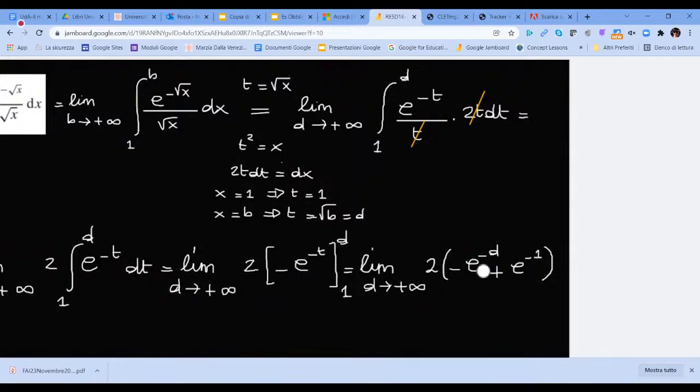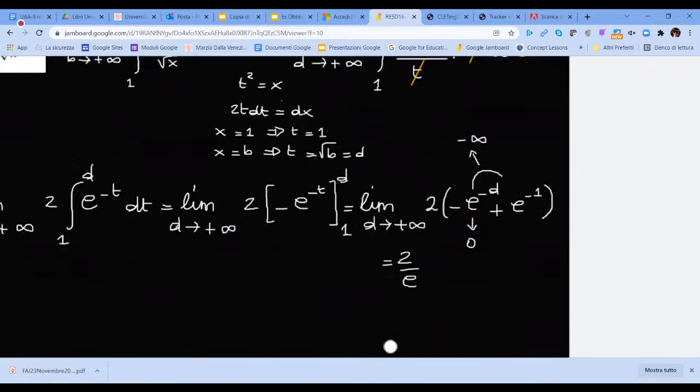The constant is going to plus infinity. That means that everything is on the exponent minus infinity. And as you know, when the argument of the exponential function is approaching minus infinity, the exponential function is going to 0. So everything that remains is 2 times e to the minus 1, that is 2 divided by e. This is the final solution.